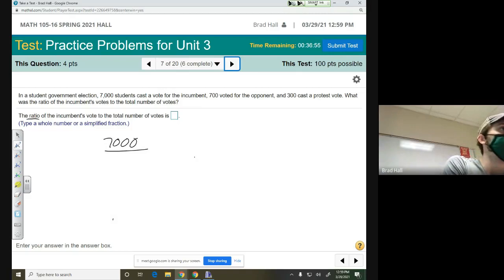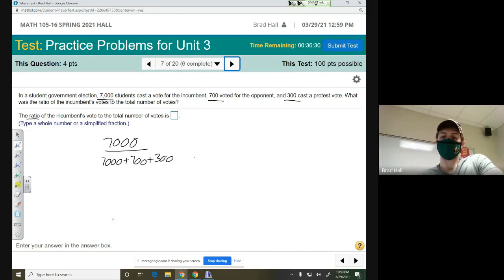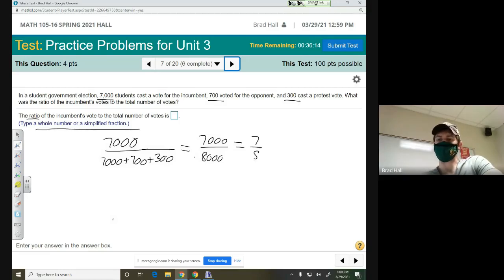What's the total number of votes here? You add up all the numbers. So what do you get from that? We get 8,000. But if you look up, 7,000 plus 700 plus 300, adding up all the values. So that's the total number of votes. So that's 7,000 over 8,000. And they want a whole number or a simplified fraction. That's just 7 over 8.